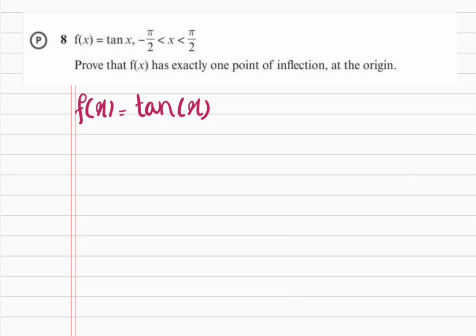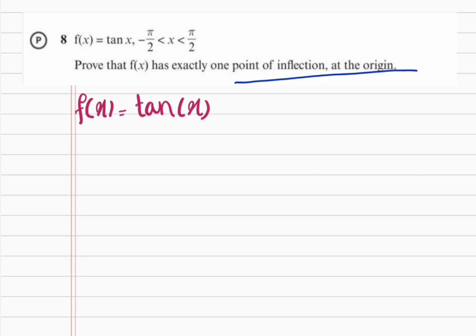Hi everyone, this video is on exercise 9I question 8. We have the function tan x and we want to prove that f of x has exactly one point of inflection at the origin. So they're basically telling us that the point of inflection here is the origin. We just need to prove that.